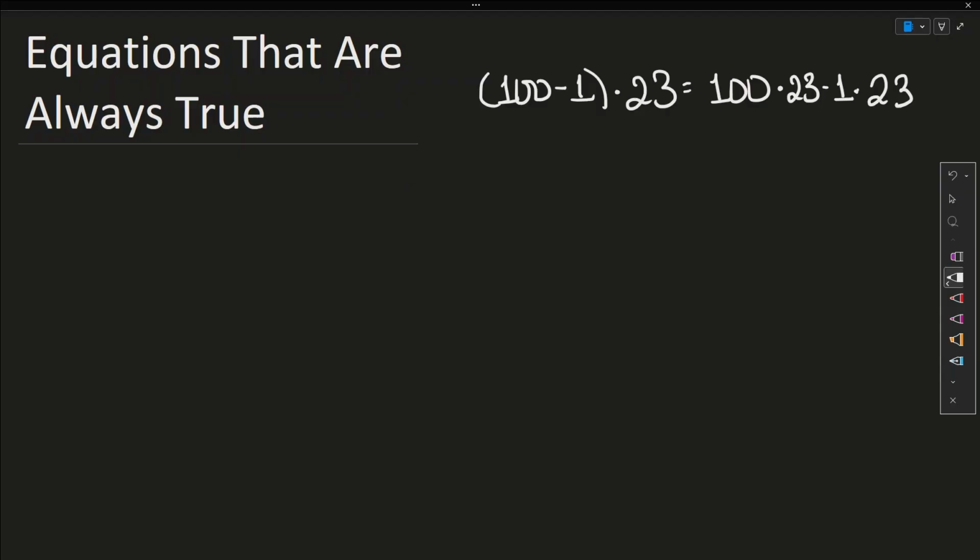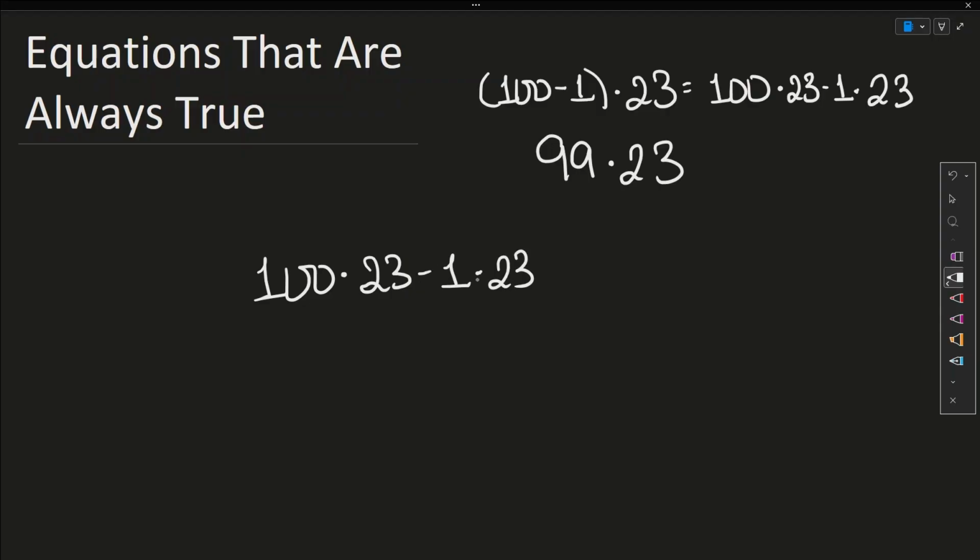This can also be a helpful mental math strategy. Since 100 minus 1 is equal to 99, this identity helps us think about 99 times 23 as 100 times 23 minus 1 times 23. That is 2,300 minus 23, which is 2,277. This is a wonderful connection between algebra and arithmetic.